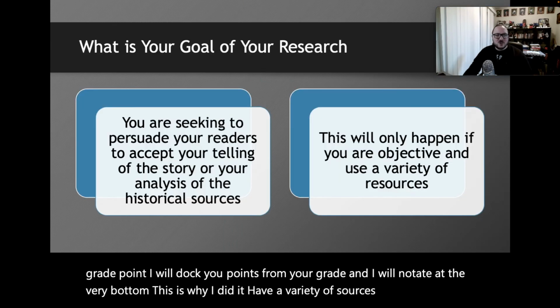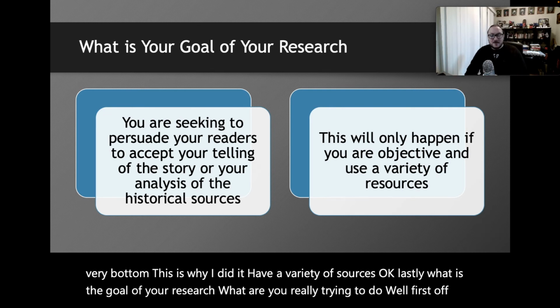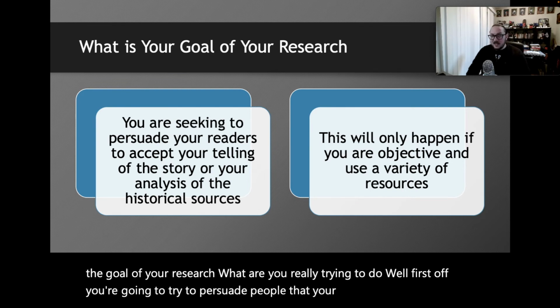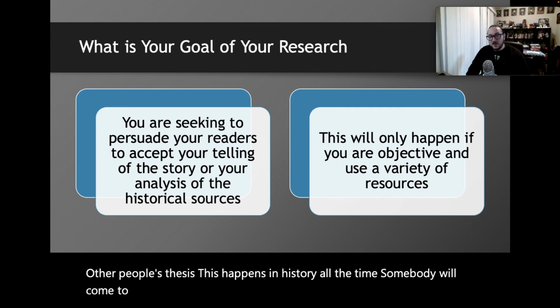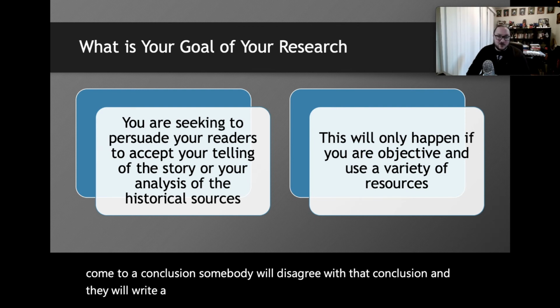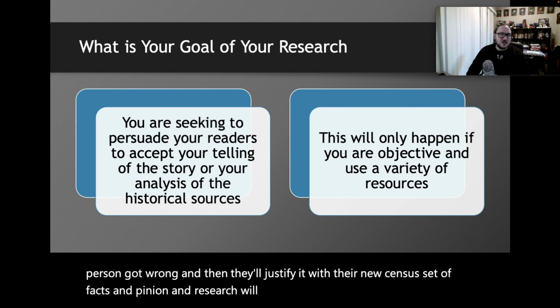Lastly, what is the goal of your research? What are you really trying to do? Well, first off, you're going to try to persuade people that your thesis is right comparative to other people's thesis. This happens in history all the time. Somebody will come to a conclusion, somebody will disagree with that conclusion, and they will write a differing paper and tell you all the things that the other person got wrong. And then they'll justify it with their new set of facts and research.